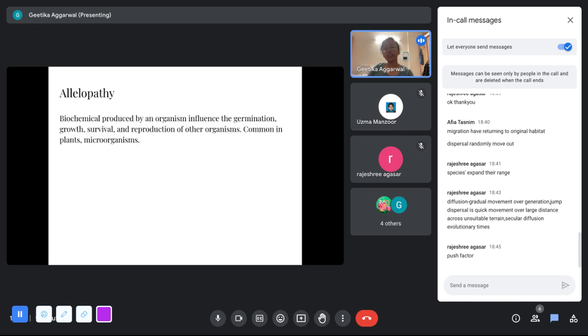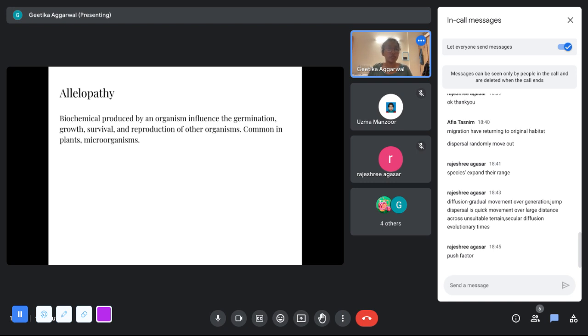Okay, so allelopathy basically is a phenomenon in which an organism, which is most commonly a plant or some microorganisms, releases biochemicals, and these biochemicals influence the germination of seeds in case of plants. They influence the growth, the survival, and the reproduction of the other organisms. It can be to impact conspecifics, or it can be to impact heterospecifics. Both of these are possible.